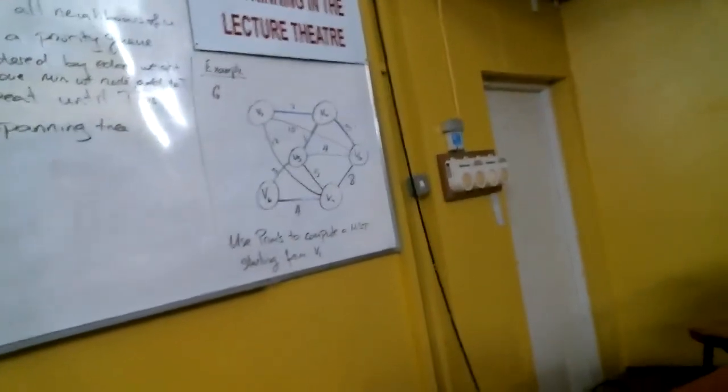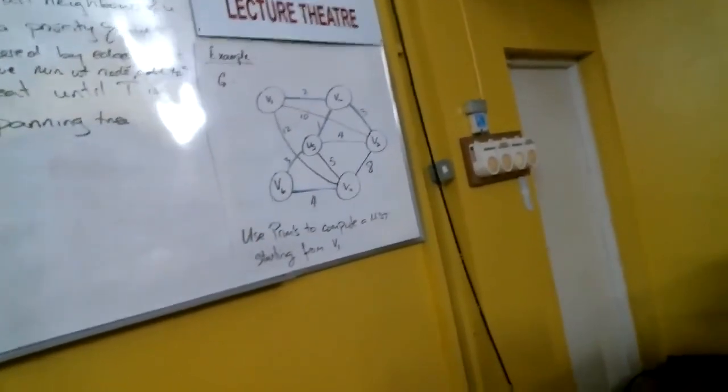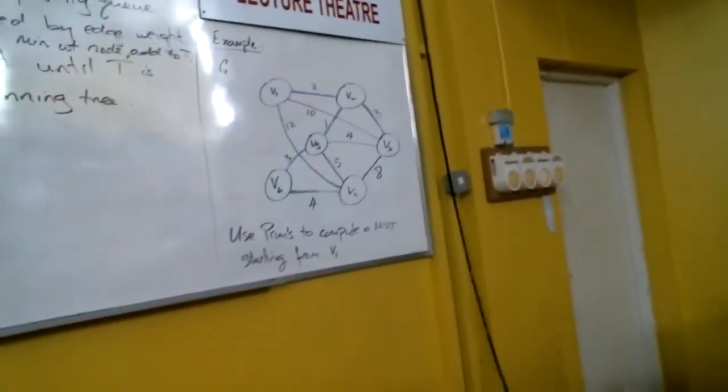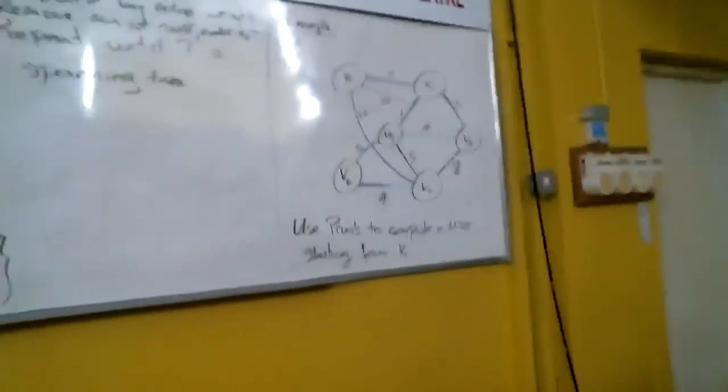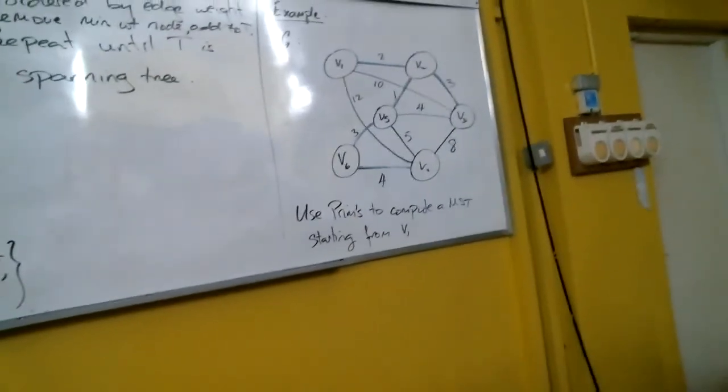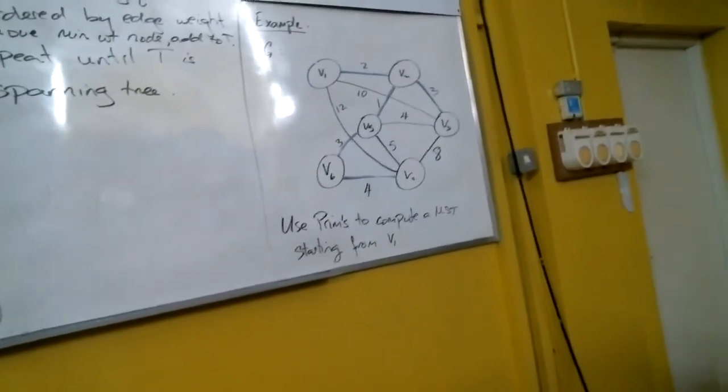Right. Okay, so that's it for Prim's algorithm, the first algorithm for minimum spanning tree. Monday we'll cover Kruskal's algorithm and then talk about Dijkstra's shortest path algorithm. All right.